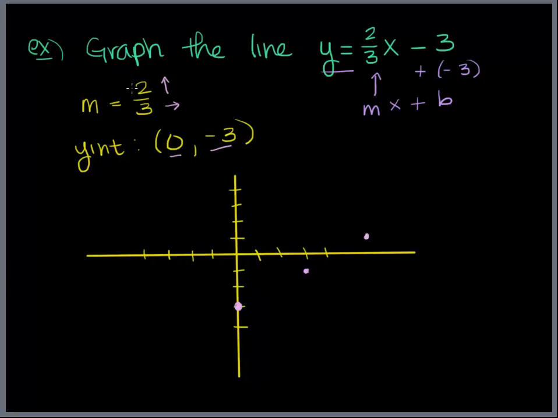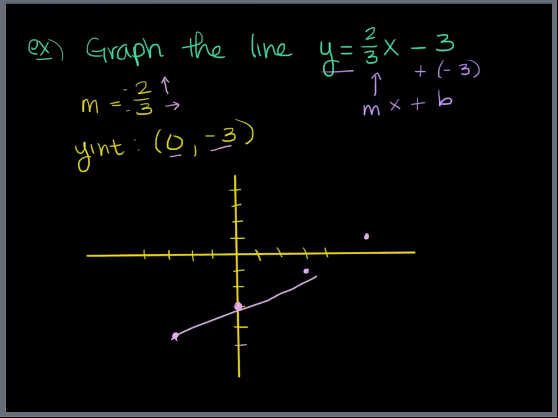Or again, I could think of this as a -2 divided by a -3. That's the same thing as a +2 over +3. So I could think of going down 2 and to the left 3. And sure enough, we'll make those points nice and big. It looks like I am going to get a straight line here.